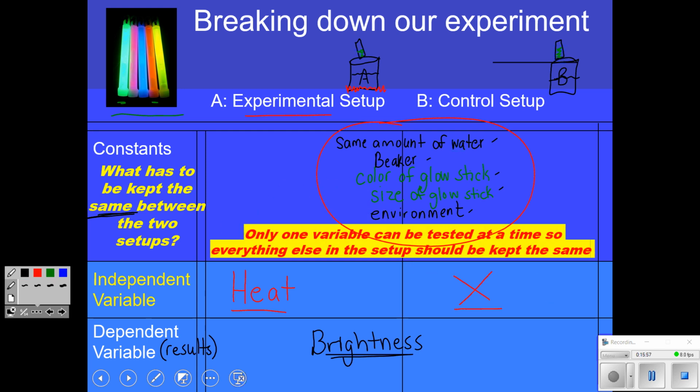The other thing that I want you to understand is that only one variable can be tested at a time. Like, for example, what I told you, you couldn't have two different color glow sticks, two different sizes. You couldn't have two different amounts of water. Every other variable that could affect a change in that experiment needs to be controlled, and that's why they're called constants. Keep those the same between your experimental setup and your control setup.